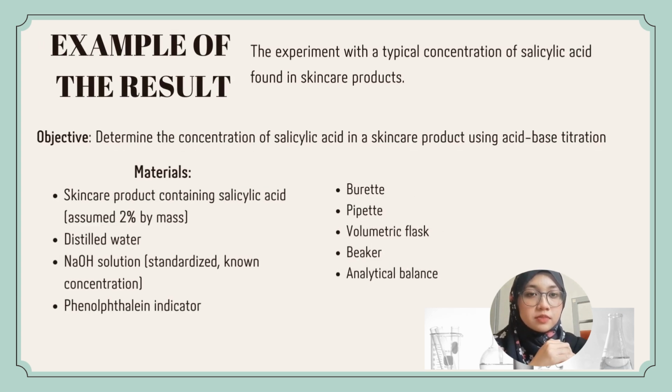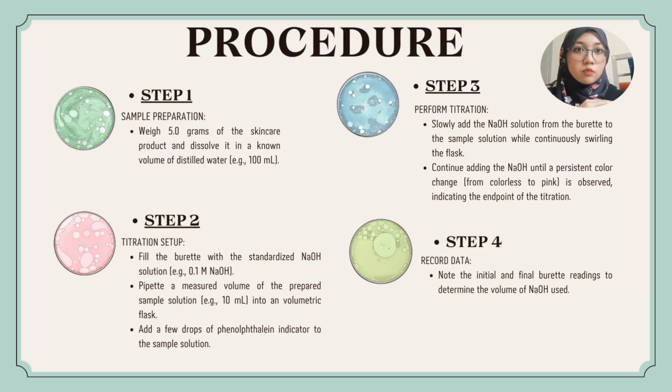Okay, I'm Nosha Mimi, so I will continue with the example of the result, where our objective is to determine the concentration of salicylic acid in a skincare product using acid-base titration. So these are the materials that we use: a skincare product containing salicylic acid, assumed to be 2% by mass, and we use distilled water, NaOH solution, phenolphthalein as the indicator, burette, pipette, volumetric flask, beaker, and analytical balance. Okay, we move to the procedure, which has 4 steps.